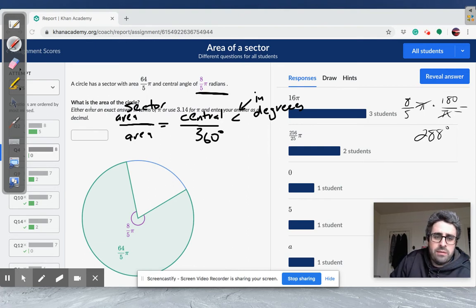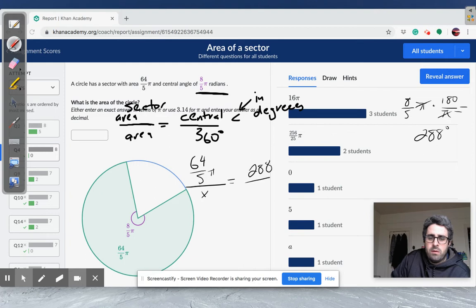In this problem, we were asked to find the area of the circle. So a circle has a sector with an area of 64 over 5 pi and a central angle of 8 over 5 pi radians. So we did that conversion, and the sector area is actually given to us, and we're looking for the full area. So I'm just putting everything into the equation. The central angle we now have in degrees, that's 288, so that goes here, over 360 is equal to the sector area, 64 over 5 pi, over x, which is the area we don't know.